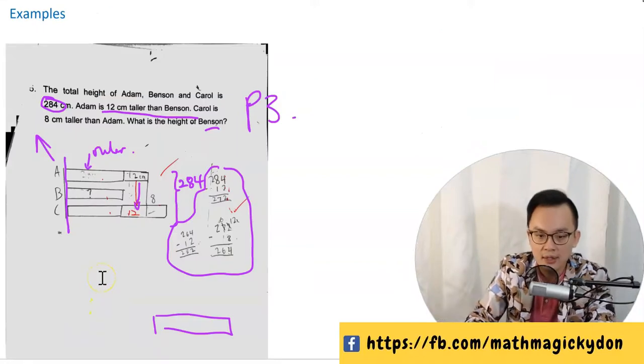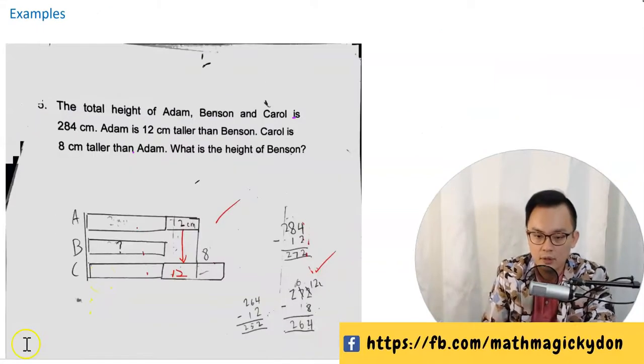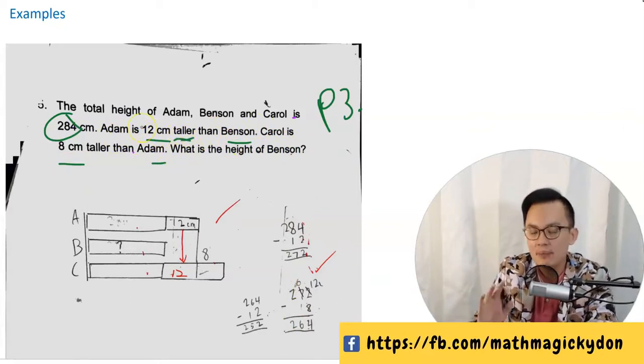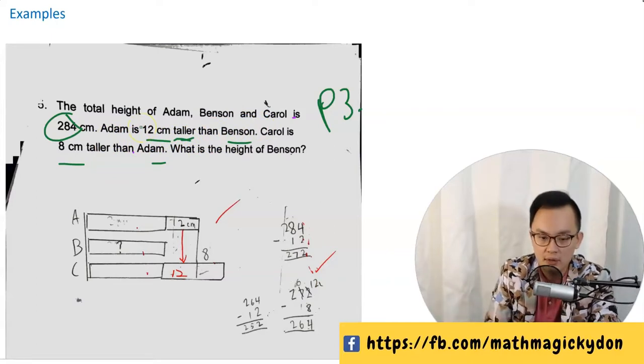Okay, let's look at the examples over here. This is actually a P3 question. The total height is this, Adam is this much more than Benson, Benson is something taller than Adam. When you see things like more than, taller, shorter, fewer, less, those are perfect questions for you to use models to solve. Let's look at how this student has done it.